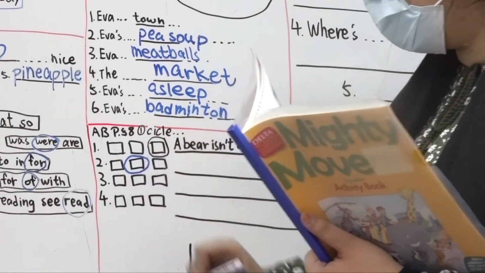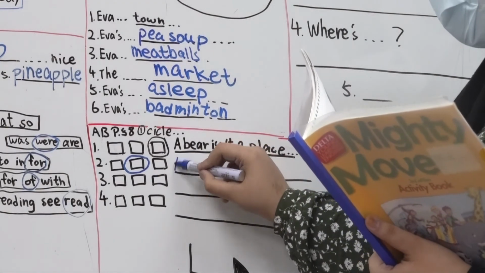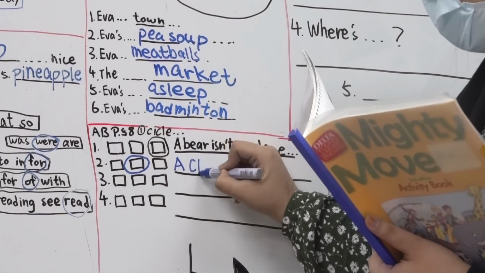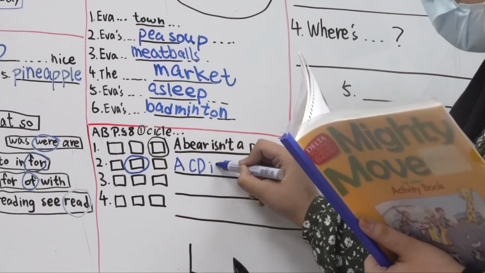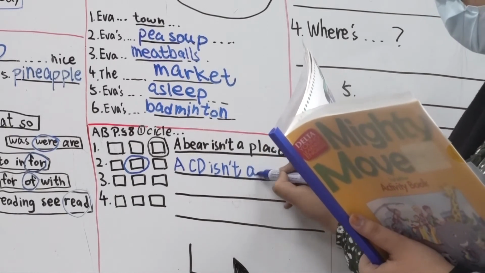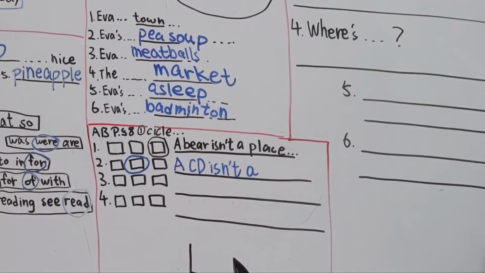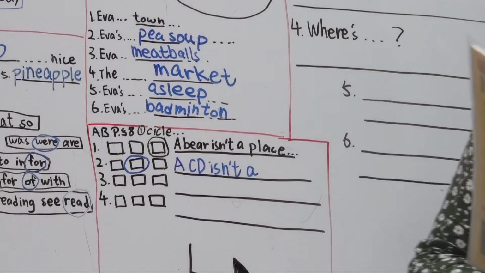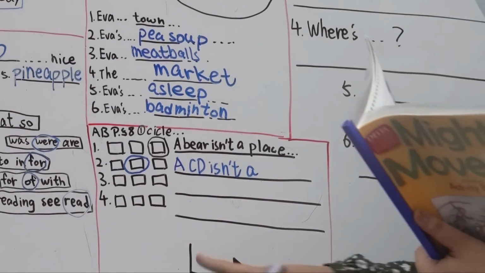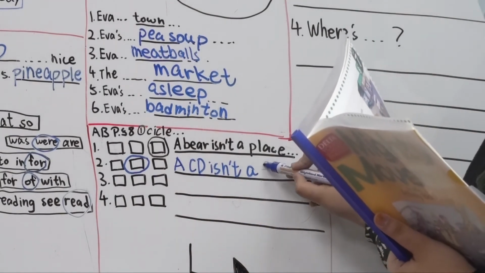So why CD is an odd one? Because a CD, alright, let's say the CD isn't. Alright, so here are pineapple and oranges. Pineapple and oranges are fruit, right? So you may say a CD isn't a fruit.